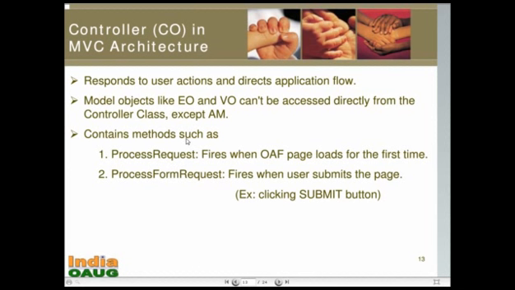In D2K there are a number of triggers. You have more than 100 triggers in D2K forms. But in an OAF page there are only two. It is very simple: process request and process form request.